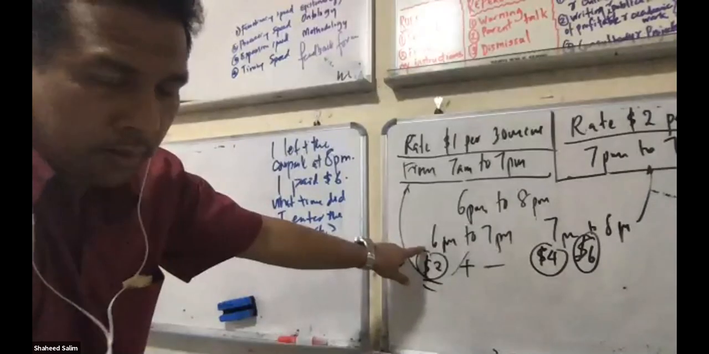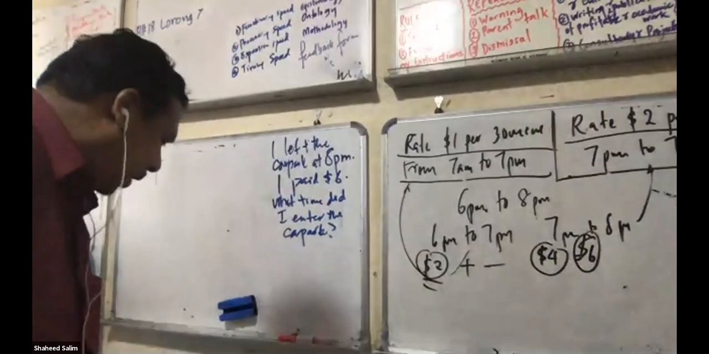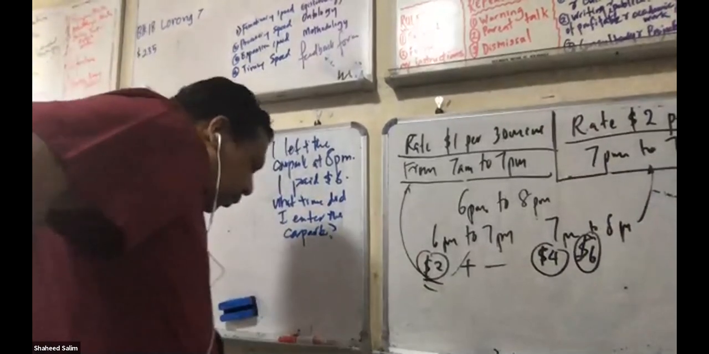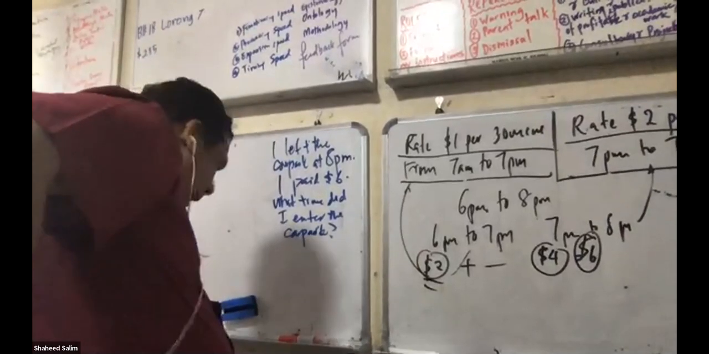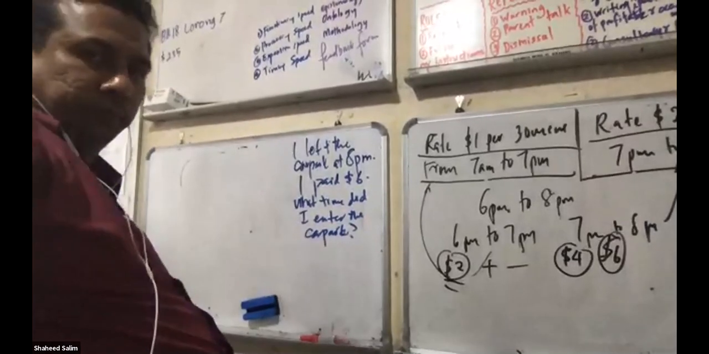Now we know the answer is 6 p.m. But how to do the working? That's the question. The question is asking that. All right, you try now. How do you work backwards? You tell me. How do you work backwards?